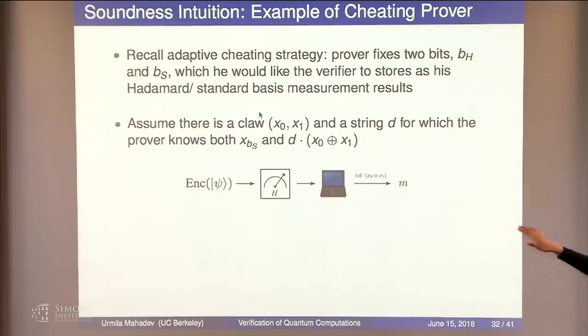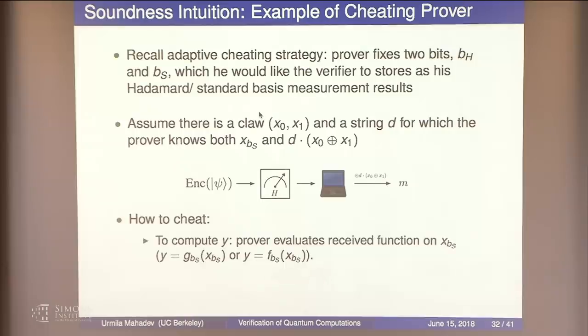So if he knows both of these values, then he can ensure that when the verifier receives the measurement results, for the standard basis he obtains BS, and for the Hadamard basis he obtains BH. You're also assuming that he can tell whether it's no. That's what I'm going to show now. He can't tell, but he can still do it. So I'm saying blindness isn't enough for verifiability. You need the hardcore bit.